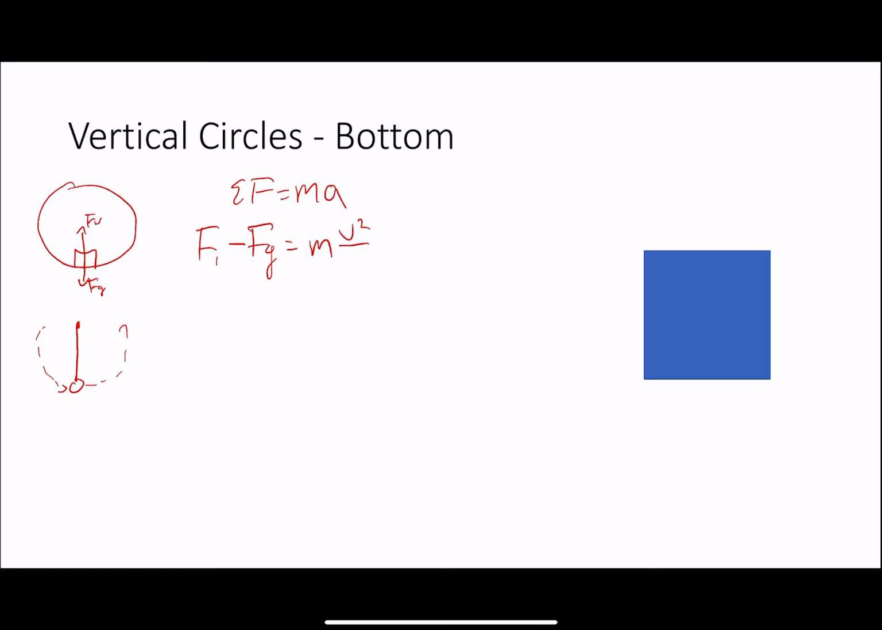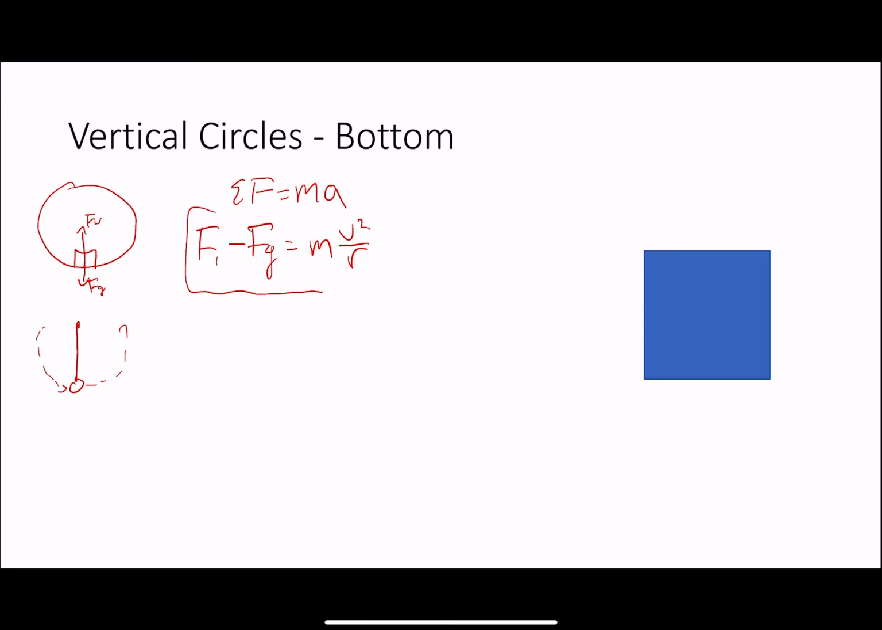All right, the other point I want to talk about is the bottom of a circle. At the bottom of a circle, now our surface is this way. So our normal force acts up, but we still have gravity down. So now we have the same sum of the forces equals ma, but at the bottom of a circle, we're going to have our applied force, whatever it is, if it's normal, or if it's a ball and a string acting in a circle, it could be tension. It's whatever applied force is minus Fg is equal to mv squared over r.